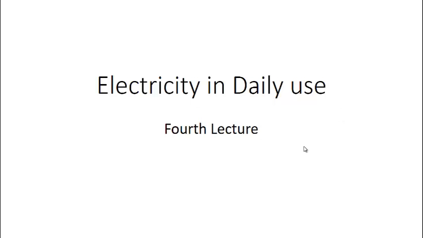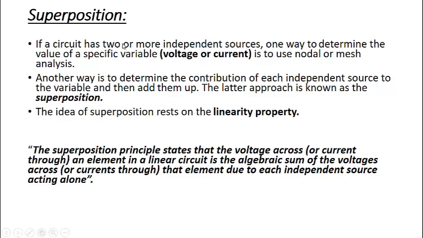Today we'll start our topic, superposition. This theorem, or this technique, is used when a circuit has two or more independent voltage or current sources, or in general two or more sources. One way to determine the value of a specific variable, voltage or current particularly, is to use the nodal or mesh analysis, which we have already described. Another way is to determine the contribution of each independent source to the variable and then add them up. The latter approach is known as superposition.